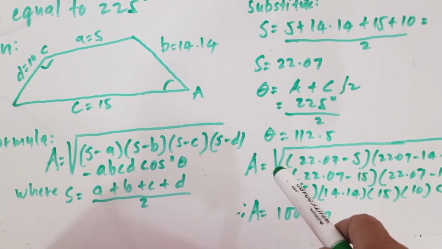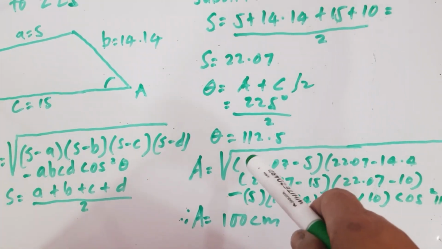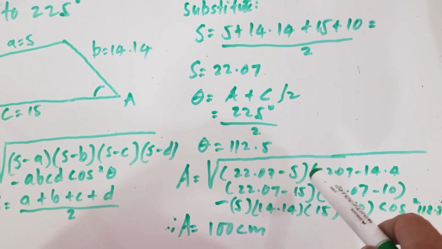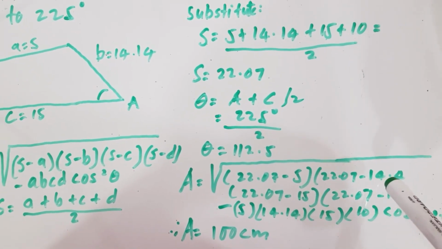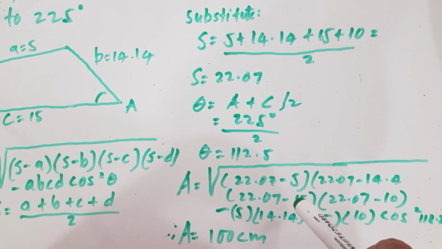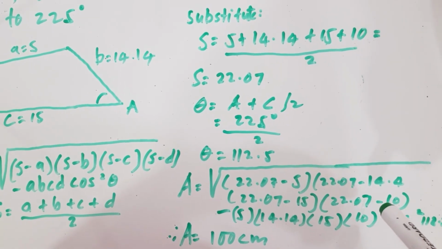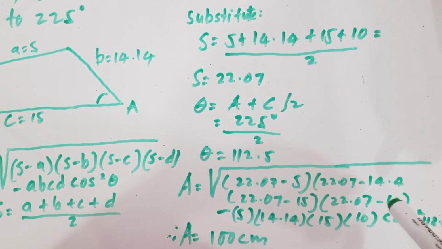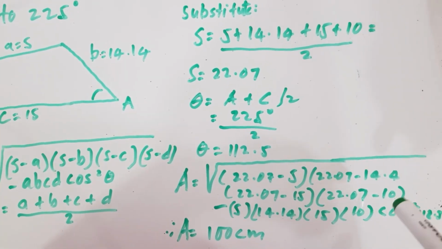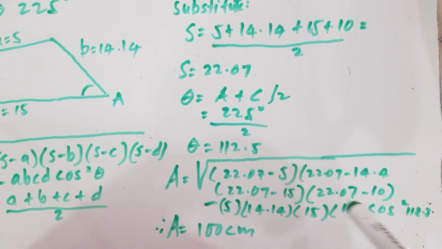Now, we have solved the theta, and we have the S. So, we can substitute this on the formula, where S is equal to 22.07, minus A, which is 5. S again minus B, which is 14.4, multiplied by S minus 15, that's side C, multiplied by 22.07 minus side D, which is 10, minus abcd cosine squared of theta, where theta is equal to 112.5.